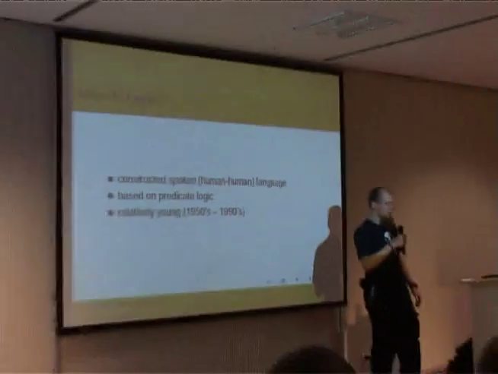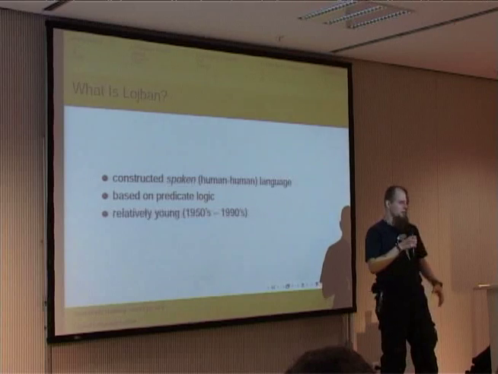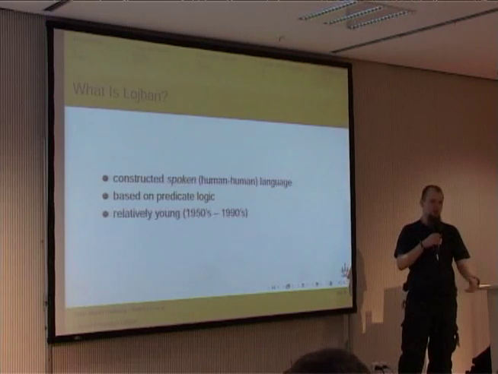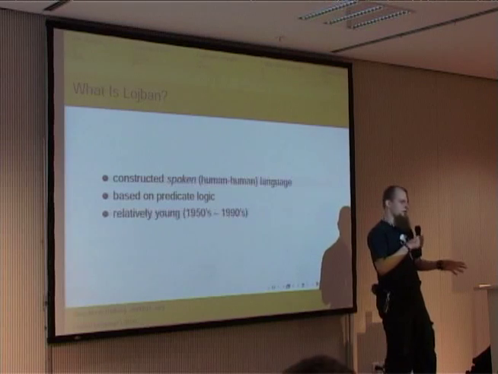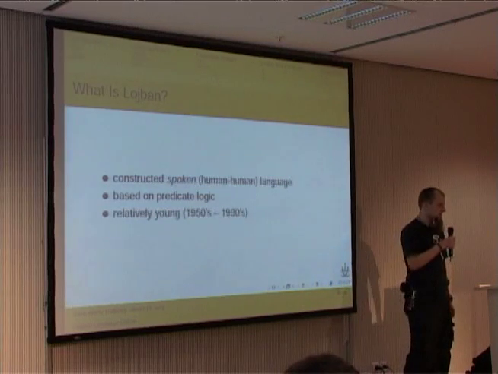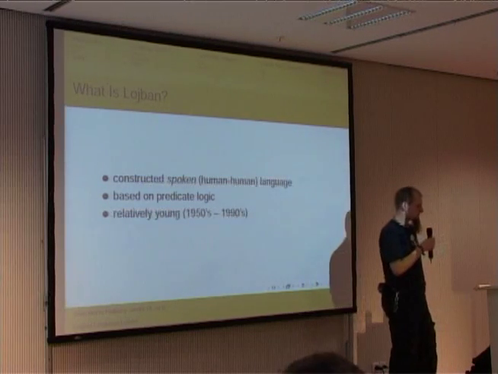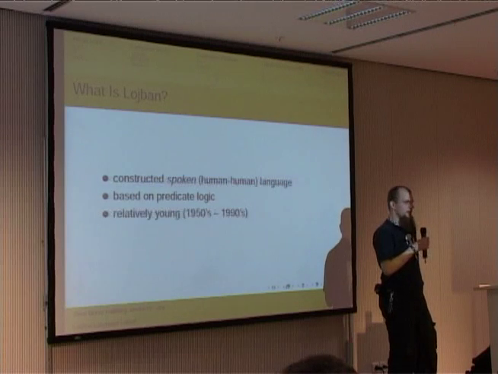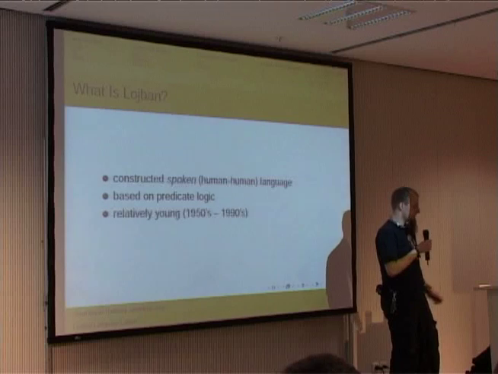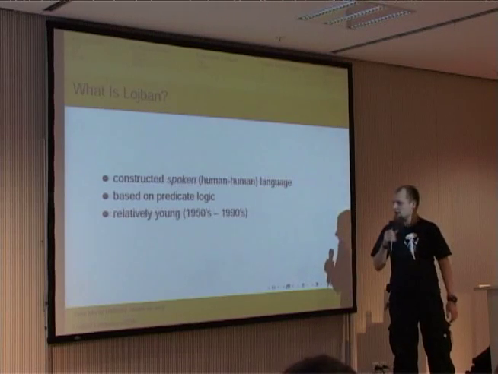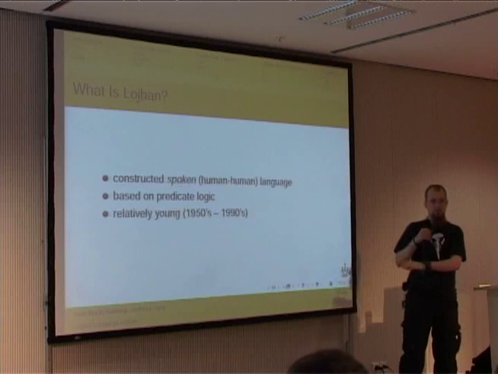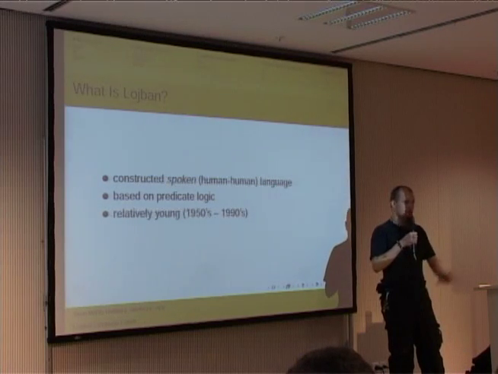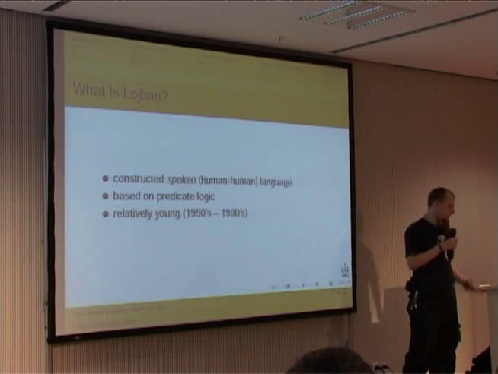As I said, Lojban is the name of a spoken, that is human-to-human language, which is not to exclude human to computer or the other way around, but still, this is what's supposed to be possible with it. Its basis is predicate logic, which made it interesting to me. And it's relatively young, developed starting in the 1950s and only finished in the 1990s.